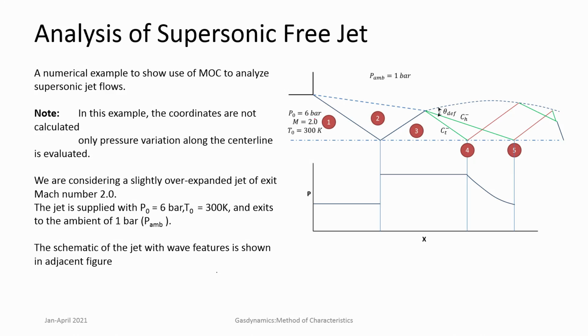P naught is given as 6 bar, T naught is given as 300 Kelvin, and Mach number is 2.0. So, if you calculate at this particular exit location what would be the pressure corresponding to Mach number 2.0, it can be shown that this pressure is actually less than 1 bar. That means this nozzle is working in the over expanded condition. As a consequence, it will develop oblique shock waves.